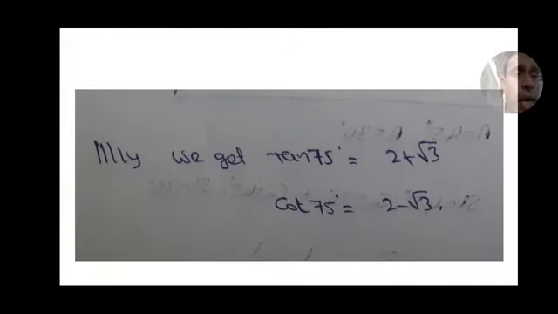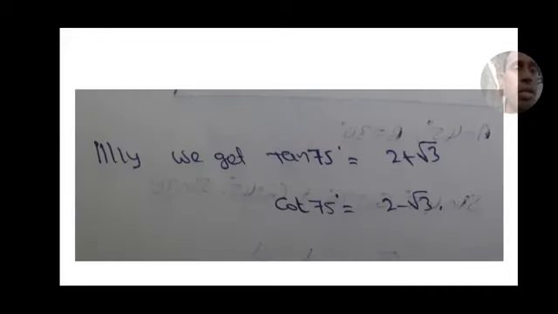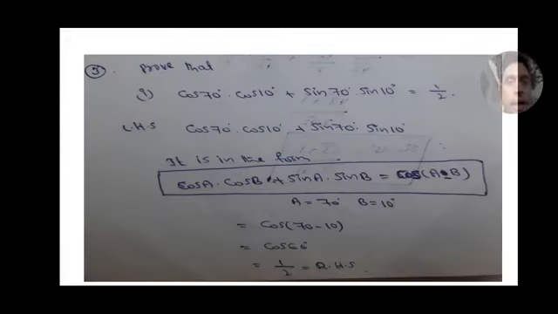Similarly, we can get tan 75 value equal to 2 plus root 3 and cot 75 equal to 2 minus root 3. You try yourself. If you want to get the values, call me again. Okay, I will explain in the next class. Next problem, these are the 15 degree values and 75 degree values, and we have to remember these values.